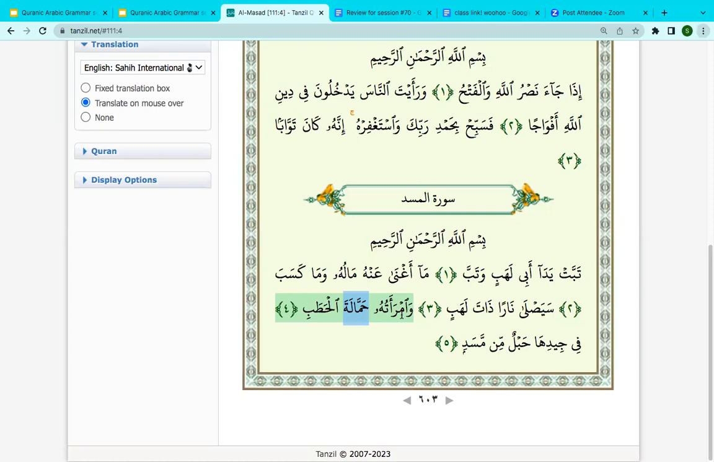When we call something a hal, what should a hal be? What are the characteristics of a word that is describing something? Yes, number one, it answers your how question. Number two, it is nasbin status. It is nasbin status. Number three, what is another condition that has to be met?